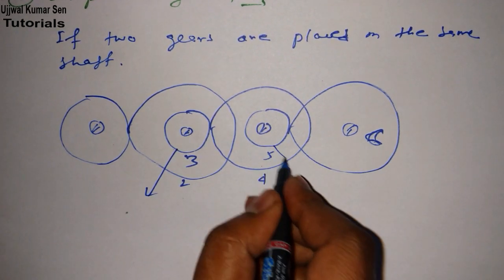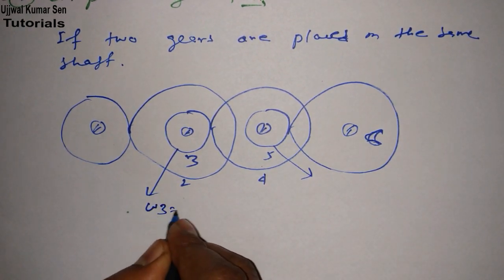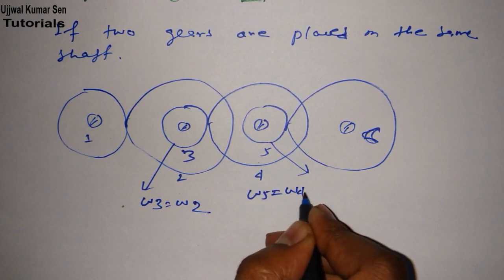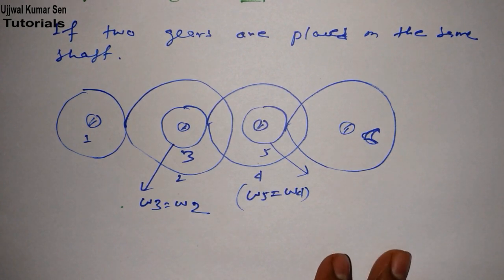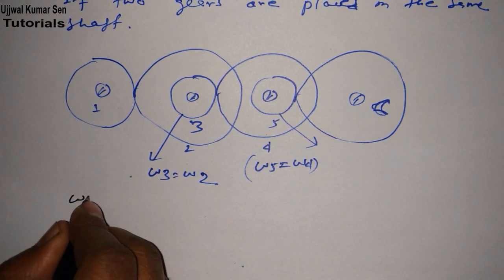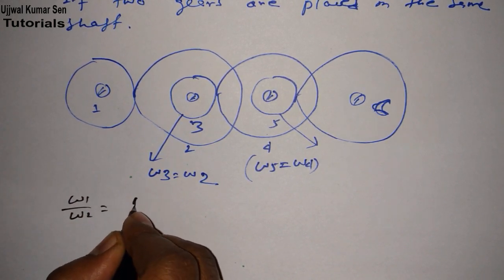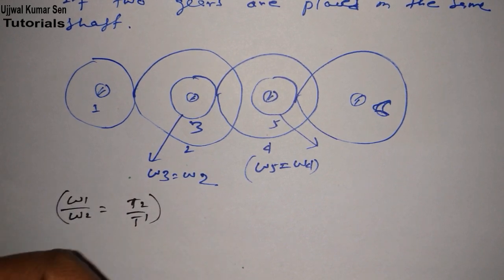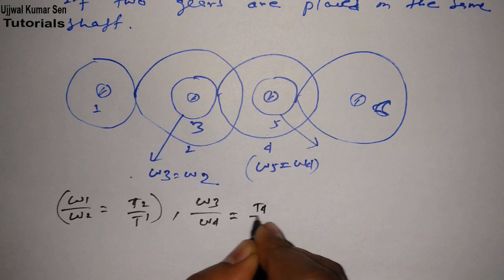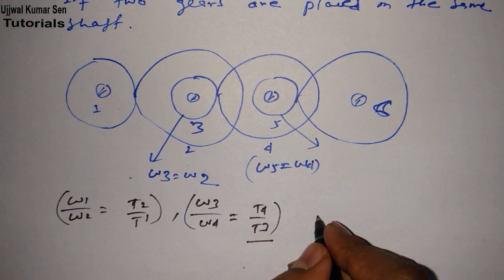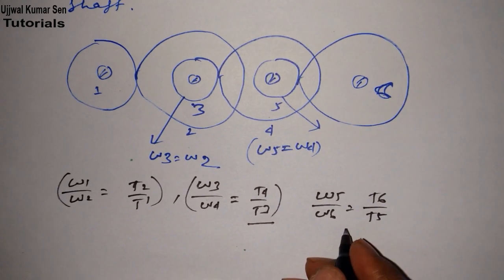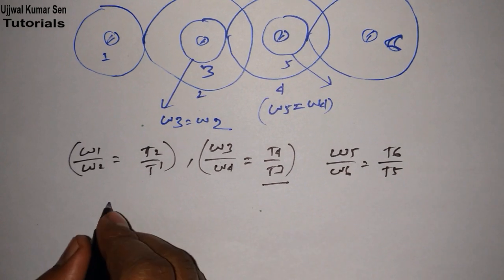Because of this combination, what will happen? Omega 3 is equal to omega 2, and omega 5 is equal to omega 4. Their speeds would be the same because they are mounted on the same shaft. So omega 1 by omega 2 is equal to T2 by T1, which we have already done. Omega 3 by omega 4 is equal to T4 by T3, we have already learned about it. And also omega 5 by omega 6 is equal to T6 by T5. What is T? Basically the number of teeth. So this is simple, right?